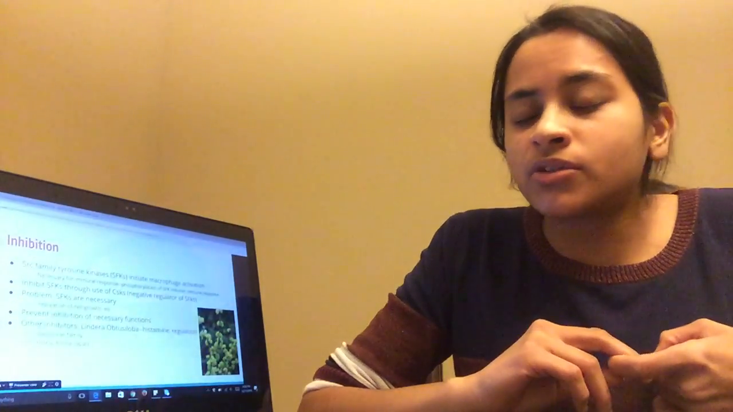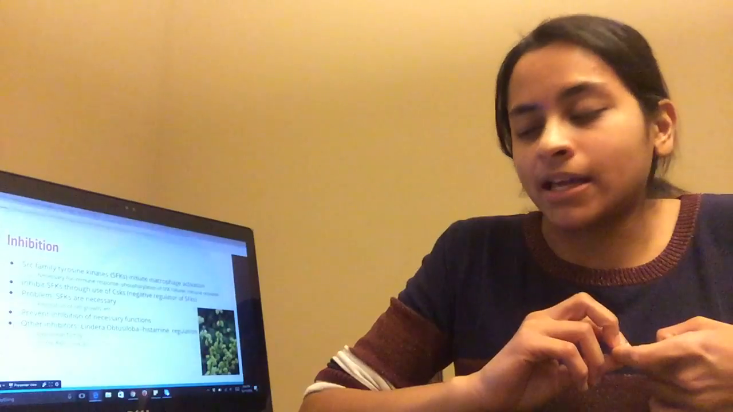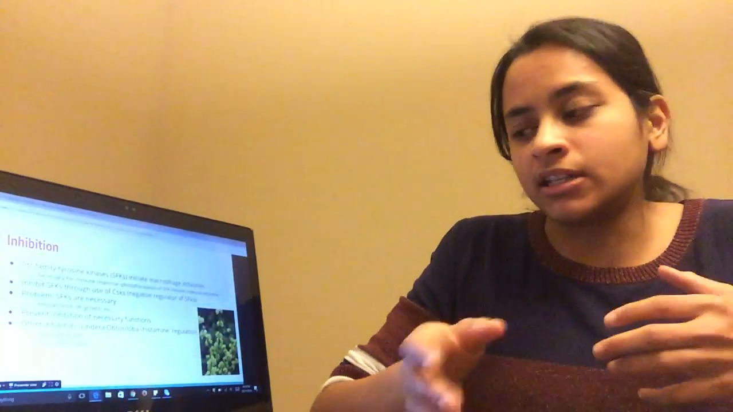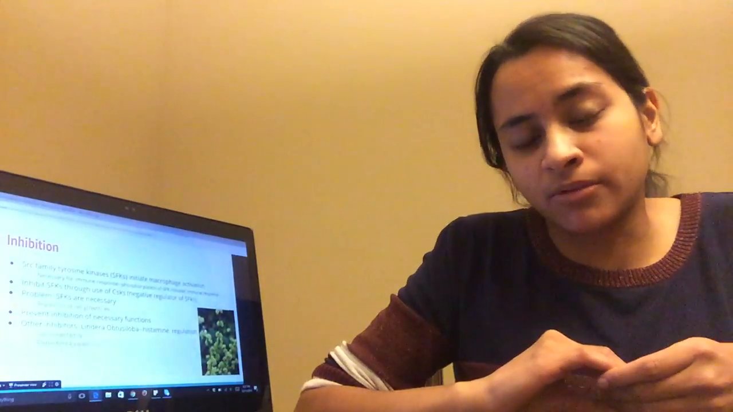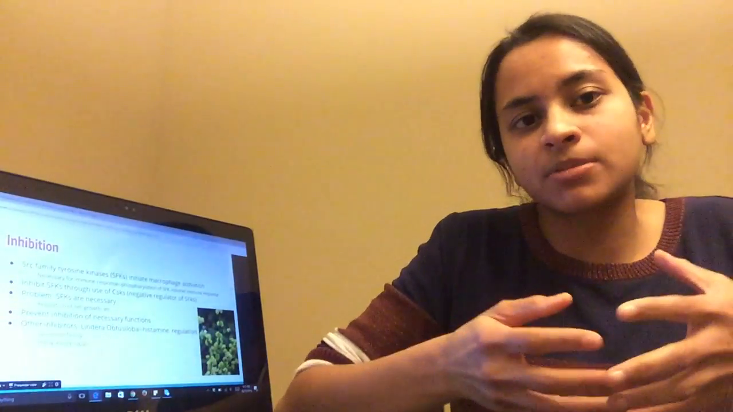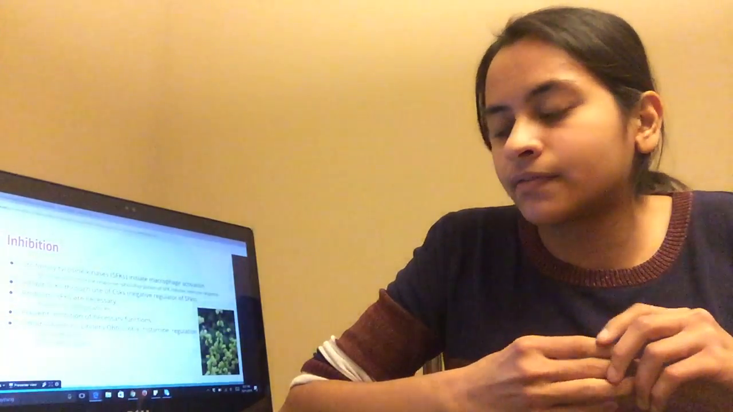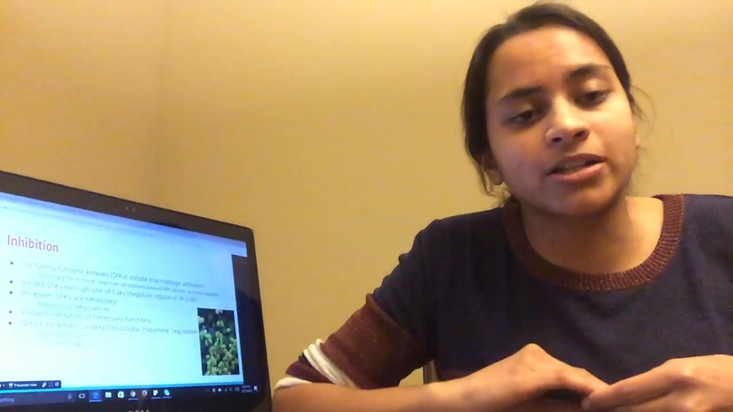Other inhibitors that we can use instead of CSKs include a plant called Lindera obtusiloba, found in Eastern Asia, of the Lauraceae family, which has been shown to be involved in histamine regulation as well. So this is a brief synopsis of the research that I have done in combating anaphylactic reactions.